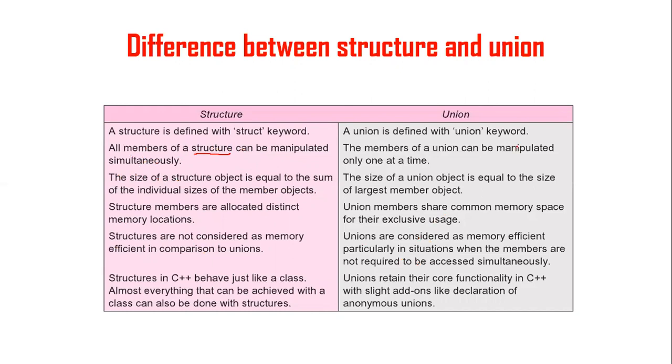whenever you are going to use only one data member at a time, only one data member at a time, whenever the members are not required, you need not allocate a memory area. Understand? Because in a structure, you know that the size of the structure is equal to the sum of the individual sizes of the member objects.